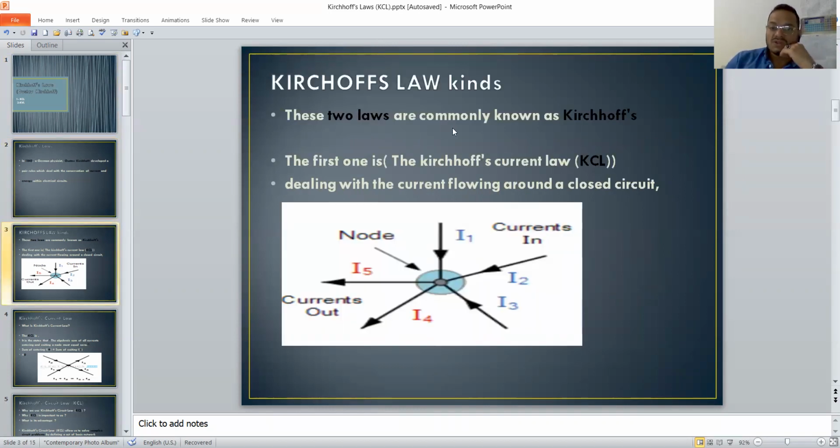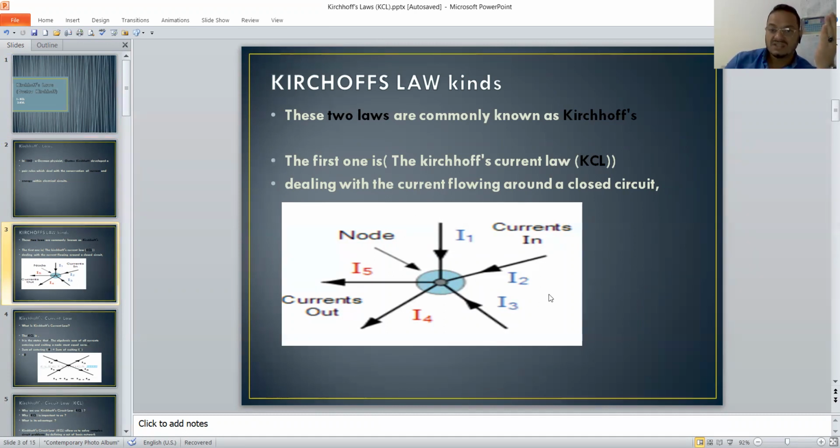The two laws commonly known are Kirchhoff's laws. The first one is dealing with current, and we can say KCL, that means Kirchhoff current law, dealing with the current flowing around a closed circuit. A closed circuit, that means the node, or we can say at the same time junction.